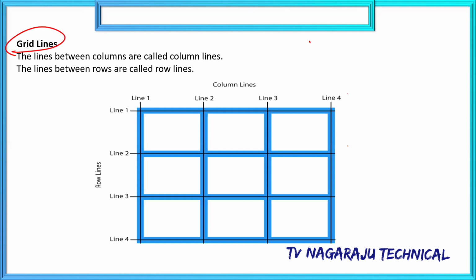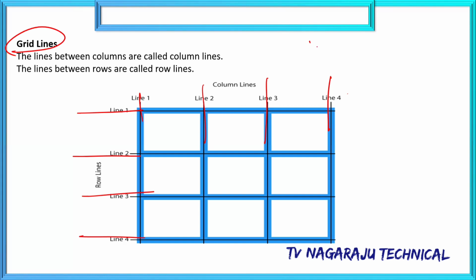For example, here is the grid that we created. This consists of 3 rows and 3 columns. Here is column line 1, line 2, line 3, line 4. Similarly, row line 1, line 2, line 3, line 4. So 3 rows means we have 4 lines, and 3 columns means 4 lines. Now, what are the properties?